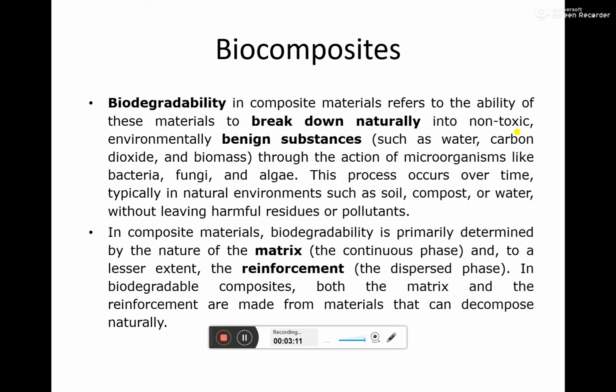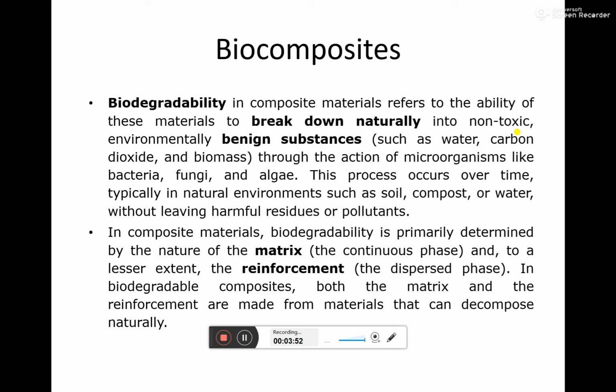In these biocomposite materials, the matrix is most probably the major portion, so the matrix mainly influences the biodegradability in most cases, and the reinforcement also influences the biocomposite's nature to a lesser extent. In biodegradable composites, both the matrix and reinforcement materials are made from materials that can be decomposed naturally.